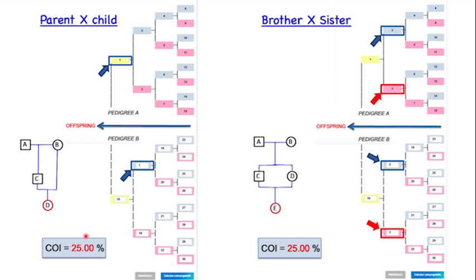Next, we have a brother by sister mating. In a conventional pedigree, here are the parents. Here's the brother. Here's the sister. Here's the mating between the brother and the sister to produce the offspring who will have an increase in coefficient of inbreeding of, once again, 25%. Using the inbreeding calculator, this is as follows. Here are the parents of a son, the same parents of a daughter. The brother and the sister are bred to produce an offspring, and this offspring will have an increased coefficient of inbreeding of 25%.